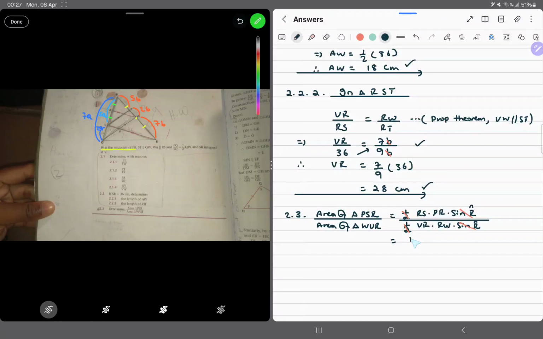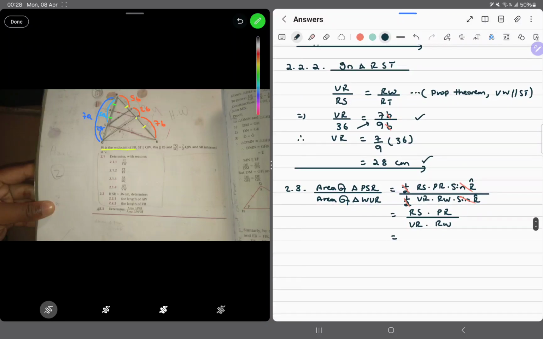So now this is RS times PR over VR times RW. Now RS is 36 multiplied by PR. Now PR is basically 7 plus 2, 9 plus 5.